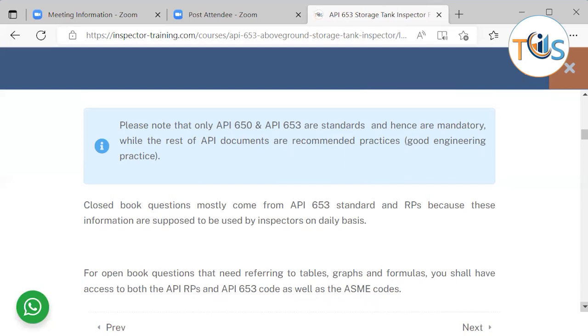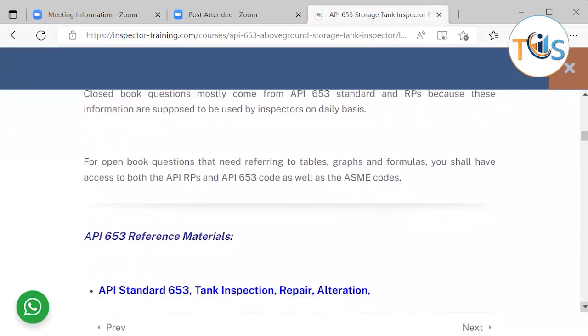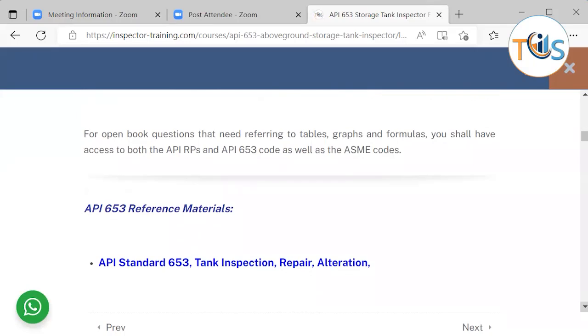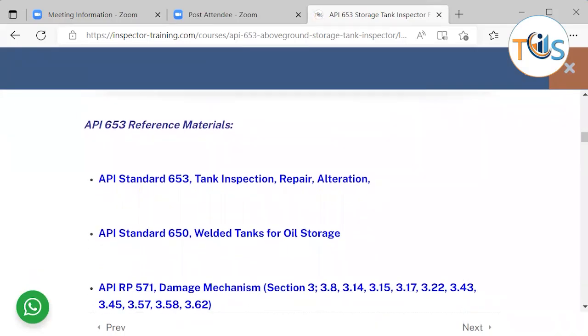Closed book questions mostly come from the API 653 standard and RPs because this information is supposed to be used by inspectors on a daily basis. For open book questions that need referring to tables, graphs, and formulas, you shall have access to both the API RPs and 653 code as well as the ASME codes, but the search button is disabled. So it's always advisable to frequent them and practice and get the hang of how it is structured, so you can go quickly to that.